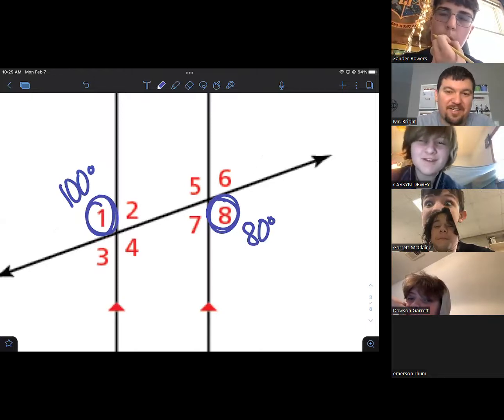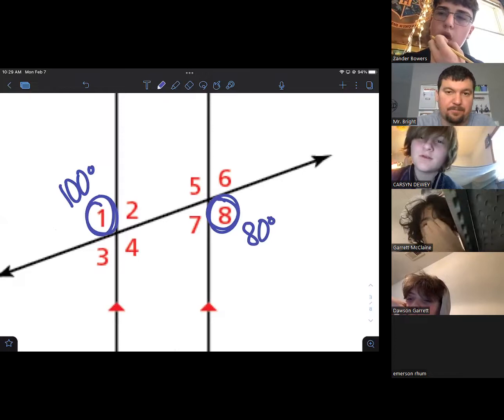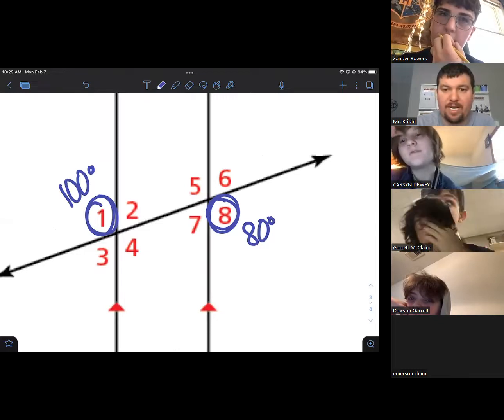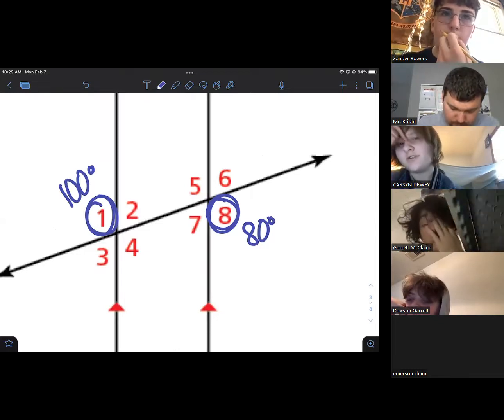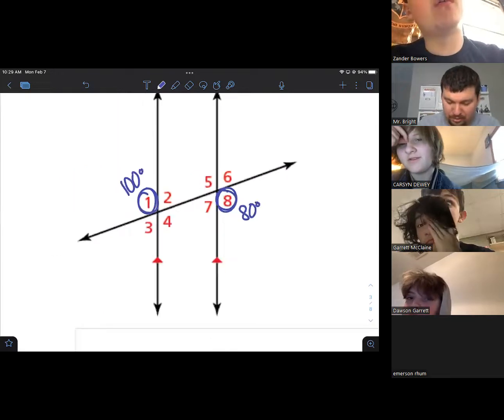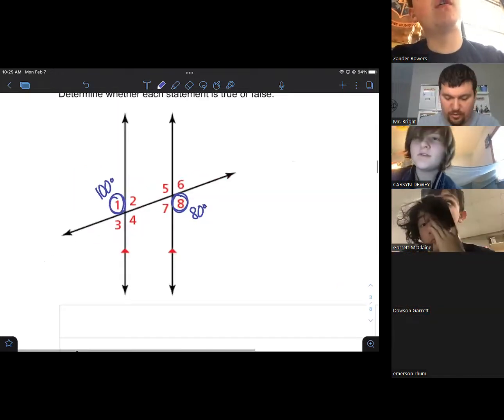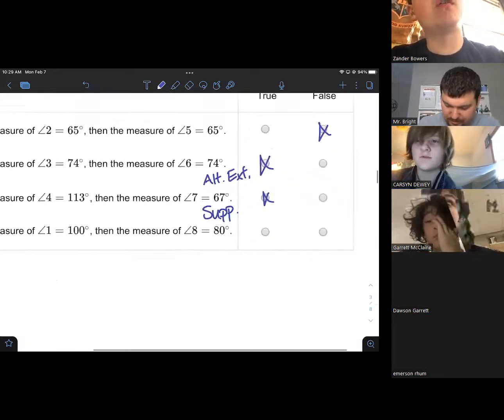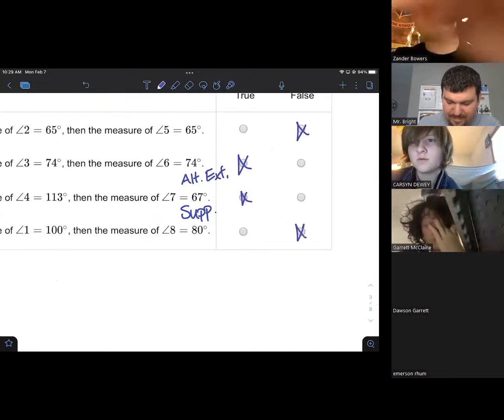What was the question? Should angle 1 be, if angle 1's 100 degrees, should angle 8 be 80 degrees? No. Why not? What kind of angles are angle 1 and 8? Are they alternate exterior? They are, yeah. Alternate exterior angles should be congruent to each other, not supplementary. So that's going to be false. They should be the same exact size.